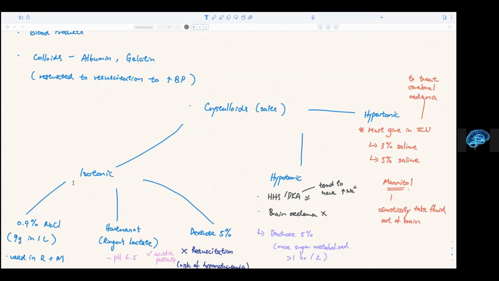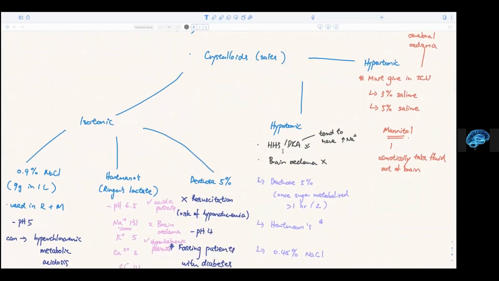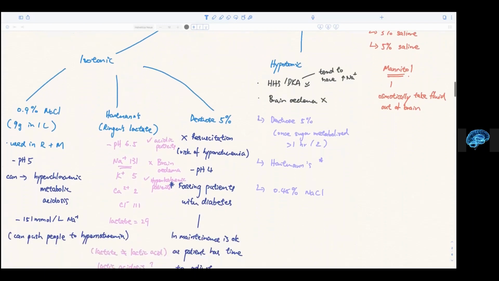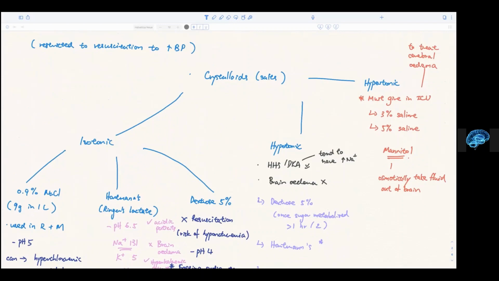So just to repeat, isotonic, hypotonic and hypertonic solutions are used in different situations. In everyday practice, usually you would go with 0.9% sodium chloride or Hartmann solution. Dextrose is used a lot in the pediatric population. Hypotonic solution for HHS and DKA, and hypertonic solution given in ICU for things such as cerebral edema, and mannitol to drag intracellular fluid back out into the extracellular space to be drained. And that's usually used in your increased intracranial pressures.